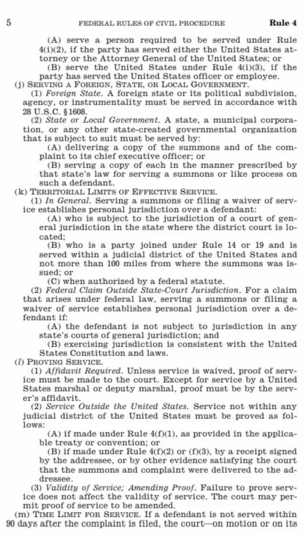(l) Proving service. 1. Affidavit required. Unless service is waived, proof of service must be made to the court. Except for service by a United States Marshal or Deputy Marshal, proof must be by the server's affidavit. 2. Service outside the United States. Service not within any judicial district of the United States must be proved as follows: (A) if made under Rule 4(f)(1), as provided in the applicable treaty or convention, or (B) if made under Rule 4(f)(2) or (f)(3), by a receipt signed by the addressee, or by other evidence satisfying the court that the summons and complaint were delivered to the addressee.